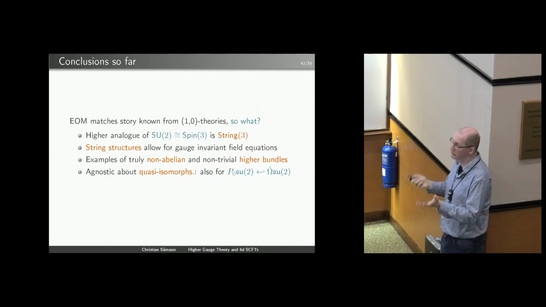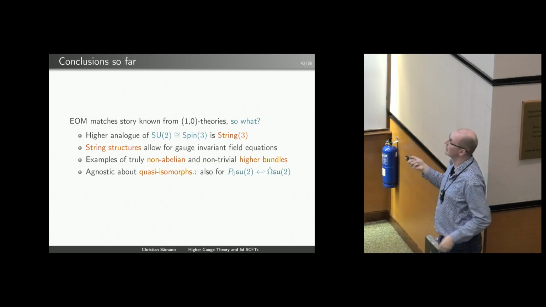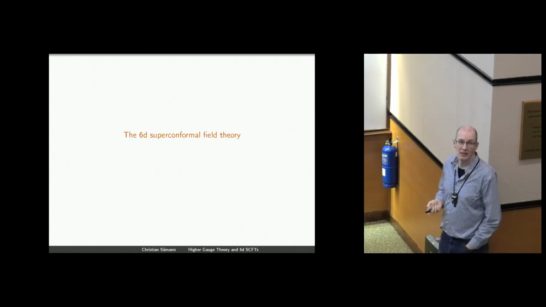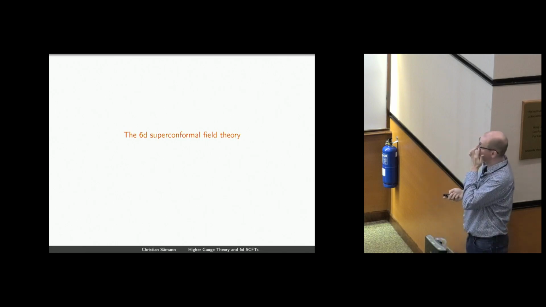So do you have an example, a non-trivial example of a higher non-abelian bundle? Well, the one underlying this, the string structures, are actually there. And as I said, it's agnostic about quasi-isomorphism, so you can also write the same thing down for quasi-isomorphic L-infinity algebras if you want. Okay, now about actions of the 6-dimensional superconformal field theory.